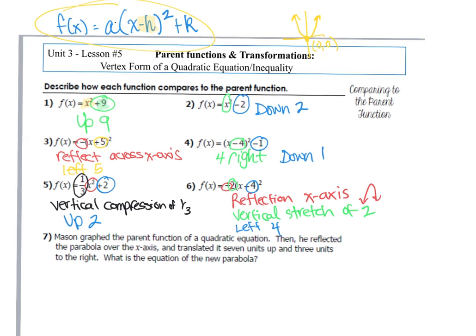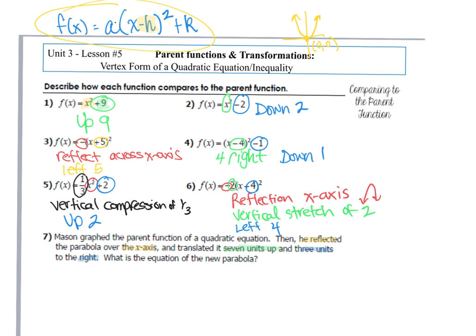So on number 7, we are working a little bit backwards. We need to write the function, the equation that represents what's being described in number 7. So if we're looking at this, it says Mason graphed the parent function of a quadratic equation. That tells me we're dealing with an x squared situation. It says then he reflected the parabola over the x-axis. He translated it 7 units up and 3 units to the right. What is the equation of the new parabola?